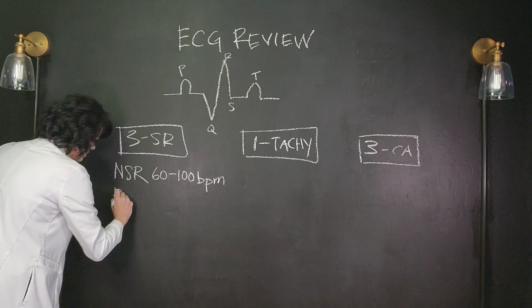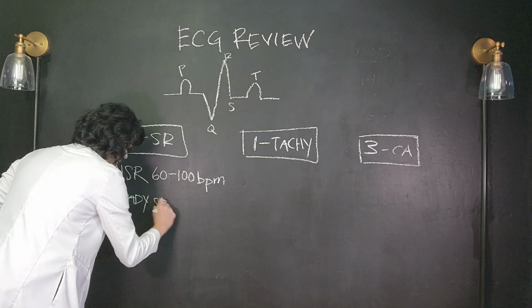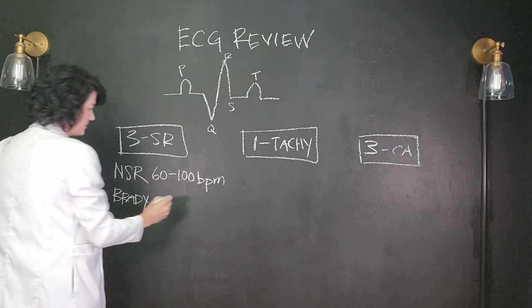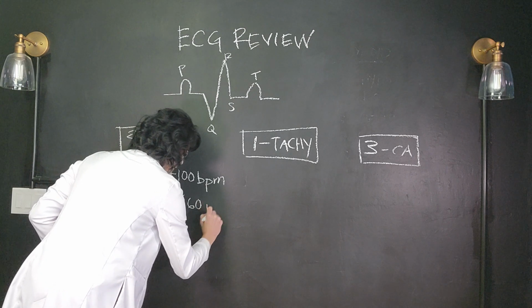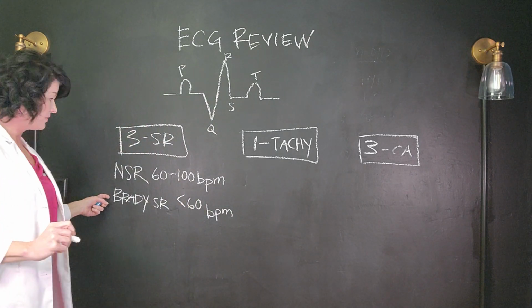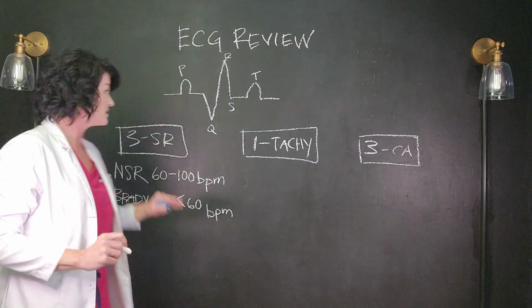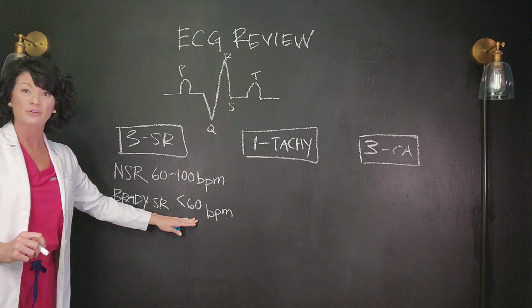Then we have our Brady sinus rhythm. And the difference between our Brady sinus rhythm is that it is less than 60 beats per minute. Okay. And again, a lot of times if a patient is in Brady sinus, they still have that P wave, QRS complex, and T wave. The only difference is it is under 60.